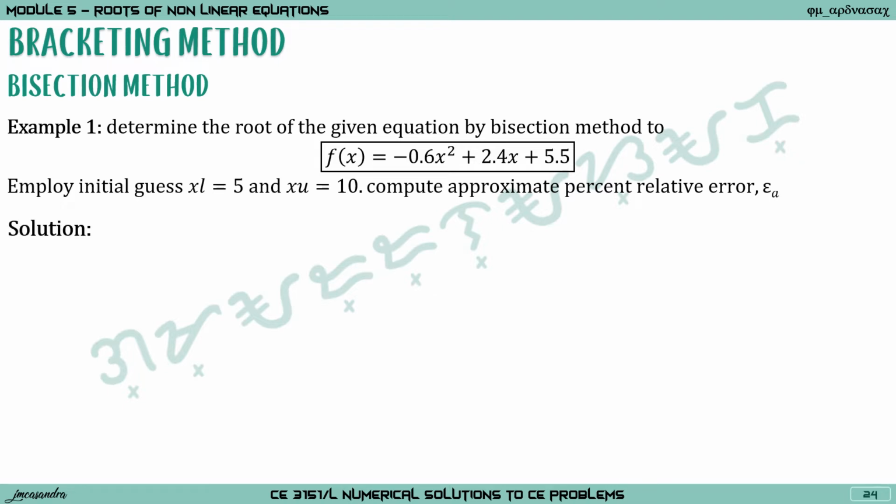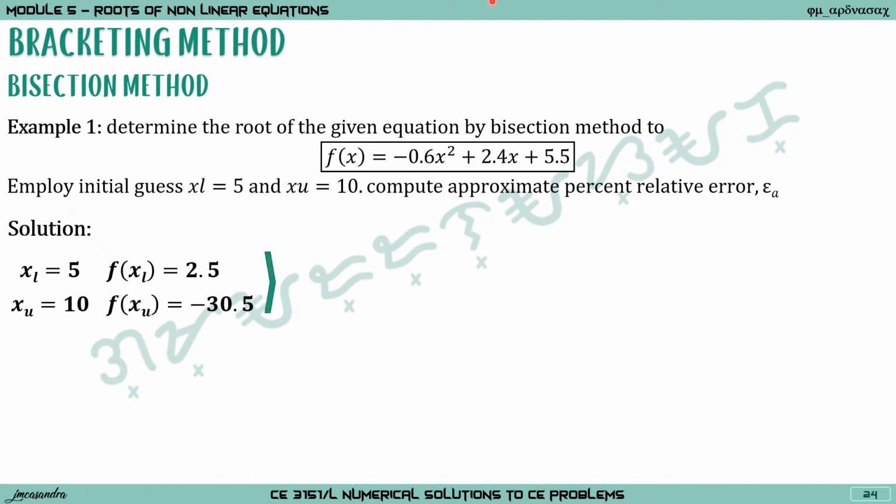So for our solution, we have our lower limit, so substituting our limit in our equation, we get 2.5. Then we have our upper limit, 10, and substituting the value of 10 in the equation, we get the function of xu is equal to negative 30.5.